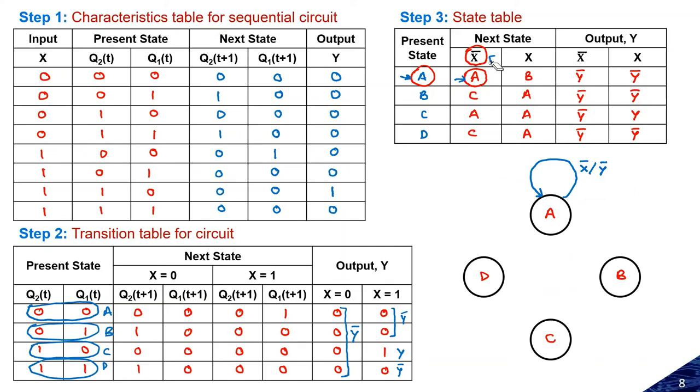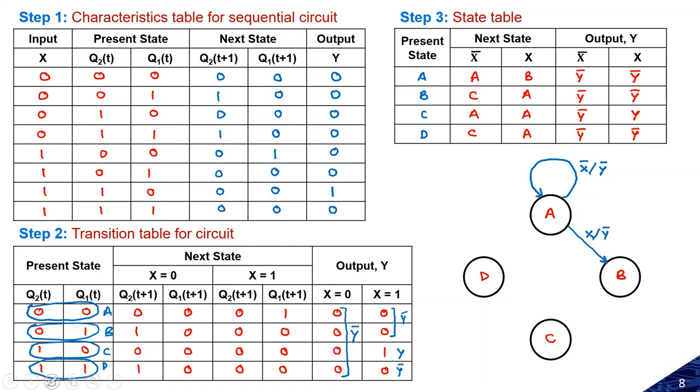Now let us talk about the other cases. The present state is A and the next state is B. It means it is changing from A to B, and the input was X and the output was Y bar here. So it was something like this. This is how we can make this transition.